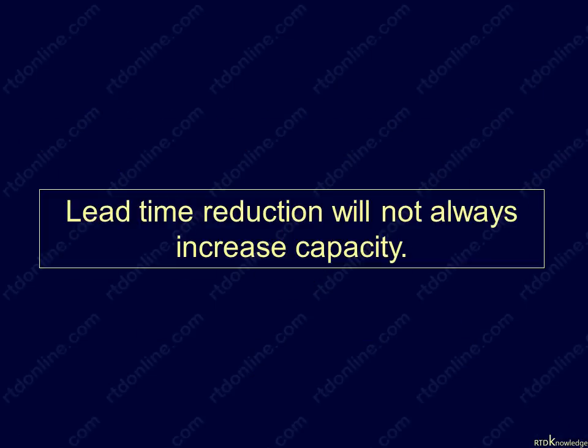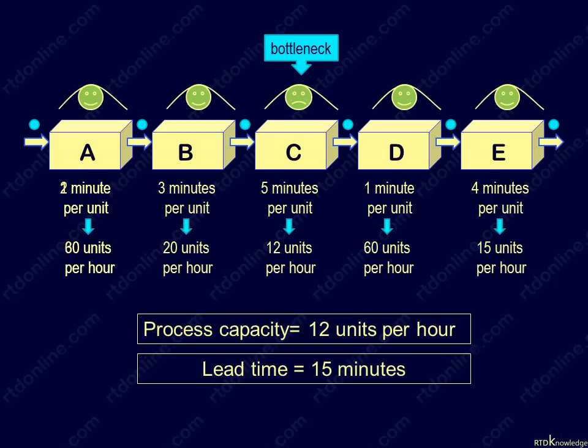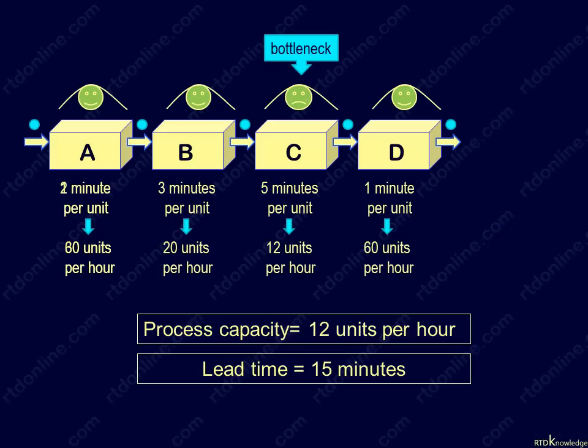Suppose through re-engineering, we realize that station E is unnecessary, and we can completely take it out of the process. Lead time is cut to 11 minutes. But note that the bottleneck is still station C, which means that our process capacity stays at 12 units per hour. The principle is that if lead time is reduced by cutting or eliminating non-bottleneck operations, process capacity will not increase.